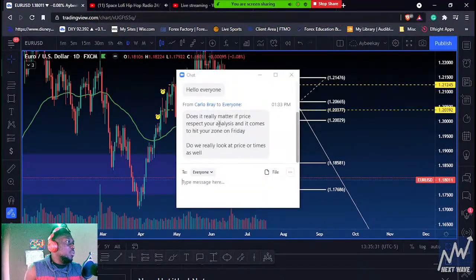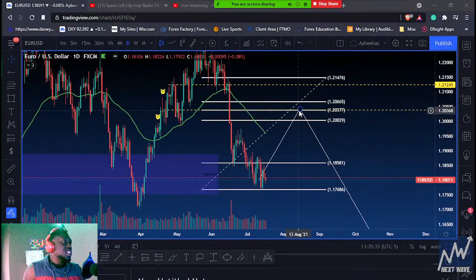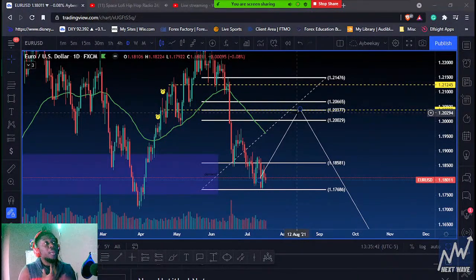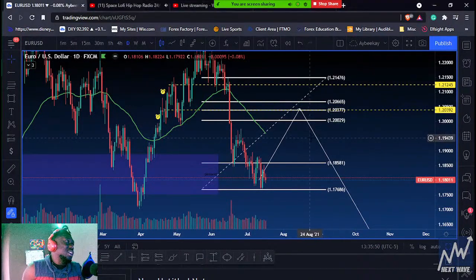Does it really matter if price respects your analysis and it comes to hit your zone on Friday? So if price hits this zone up on here on Friday, and especially if I'm going to swing it, I don't care. Depending on what the price action is going to look like right then and there, I'm probably going to take the trade. That's just me. But if it's on a Friday, sometimes it's just better to wait it out.